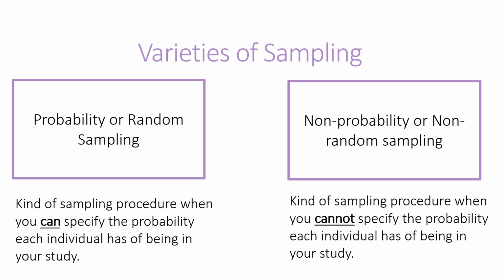Non-probability or non-random sampling happens when you cannot specify the probability that each individual has of being in your study. That is, there's not an equally likely chance that each member of a population gets selected to be in the sample. So if you think about it this way, probability sampling leads to more representative samples, which ultimately leads to higher external validity. On the other hand, non-probability sampling leads to unrepresentative samples more often than not, leading to weaker external validity for your study.